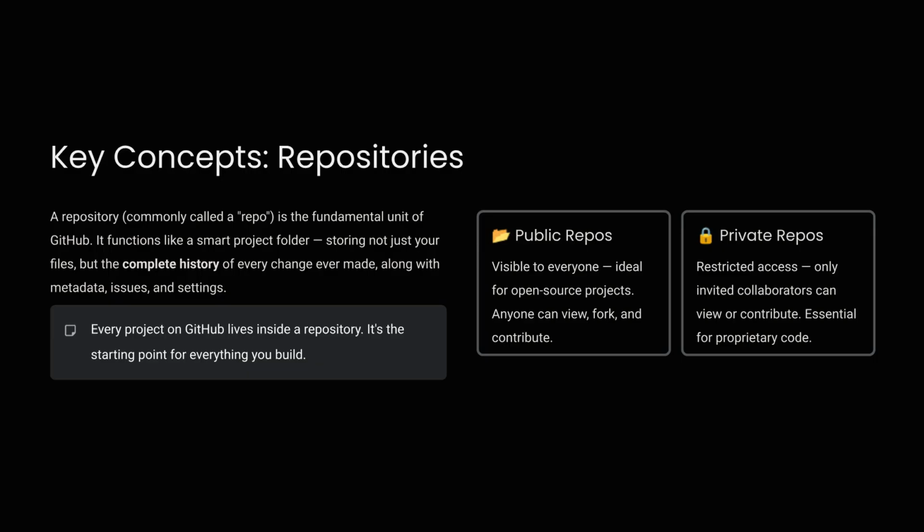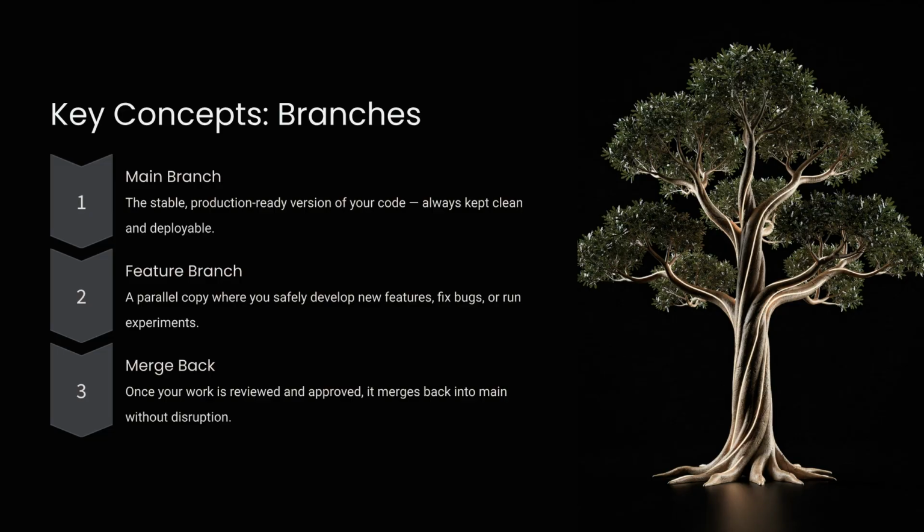Repositories are the fundamental unit of GitHub. They are smart project folders, storing files and the complete history of changes. Repos can be public, visible to everyone for open source projects, or private, restricting access to invited collaborators for proprietary code. Branches are key concepts that allow you to manage development.